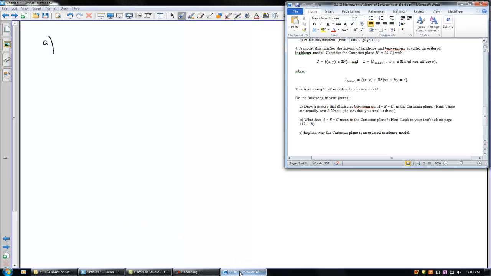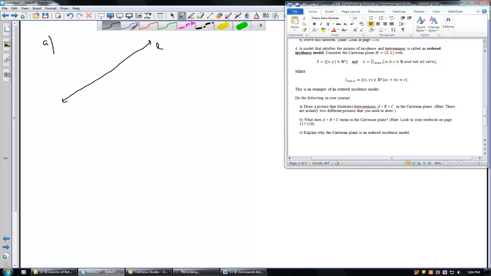You want to draw a picture that illustrates betweenness, B between A and C in the Cartesian plane. Hint, there are actually 2 different pictures that you need to draw. One picture is really easy. It's just a line, like this. If I have a line L, with 3 points and 1 between, I have A, I have B, and I have C. So I'd say B is between A and C.